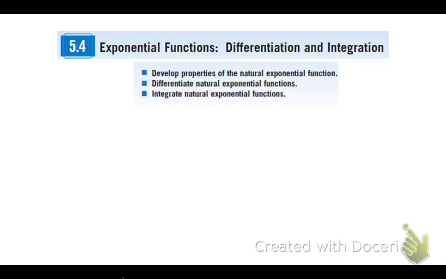Okay, so exponential functions, differentiation, and integration.